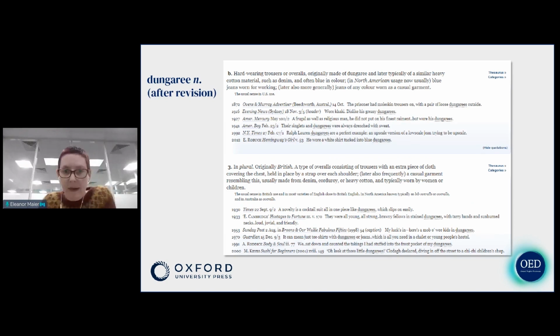And the next slide shows the relevant senses after revision. And we've added in the notes information about the regional spread of these senses. So for example, in sense 3, we say the usual sense in British use, and in varieties of English close to British English, whereas sense B is US. And we could confirm that information from asking users across the world what they understood by the word, because our own intuitions might not be correct if we're from a particular region.